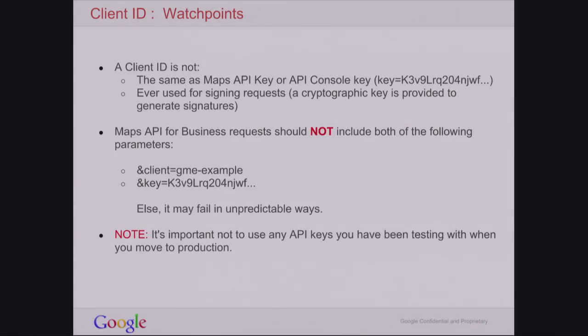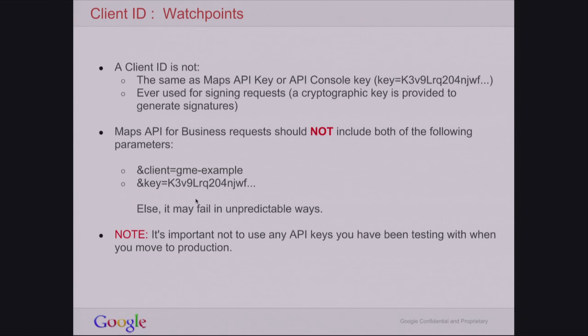Now, some watch points to take note of when working with client IDs. Firstly, a client ID is not the same as the Maps API key or the API key that you can generate over at the API console. These keys are only for non-business customers. All Maps API for Business customers will use a client ID instead of a key. And so it's not advisable to send a request that has both client and key parameters in the same request. This may cause your application to behave in an unpredictable manner.